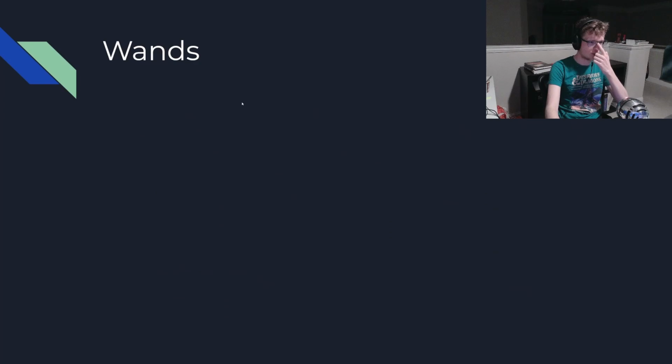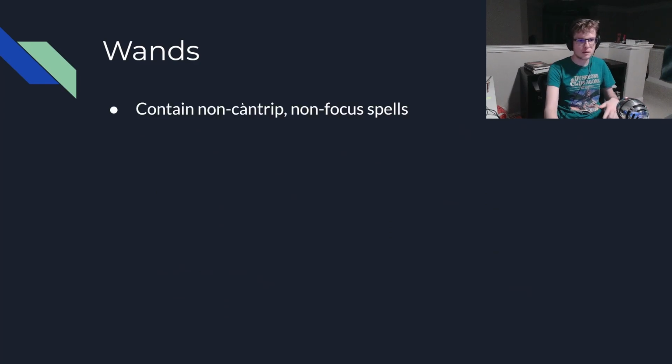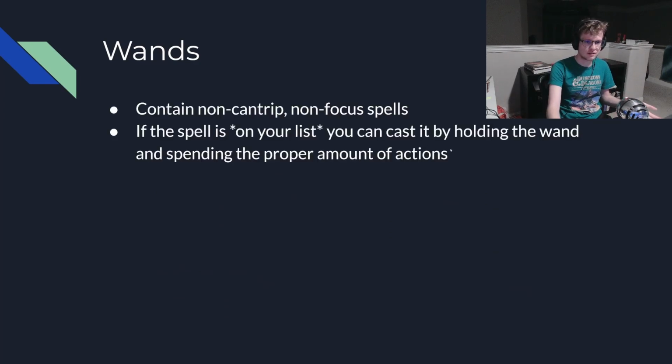Wands. So wands are kind of like scrolls, but they also say non-cantrip here. If the spell is on your list, you can cast it by holding the wand and spending the proper amount of actions. So it'd be, again, 2 actions to cast something like Fireball. You could cast Heal with any 1 to 3 actions and get the proper form of Heal, whatever.